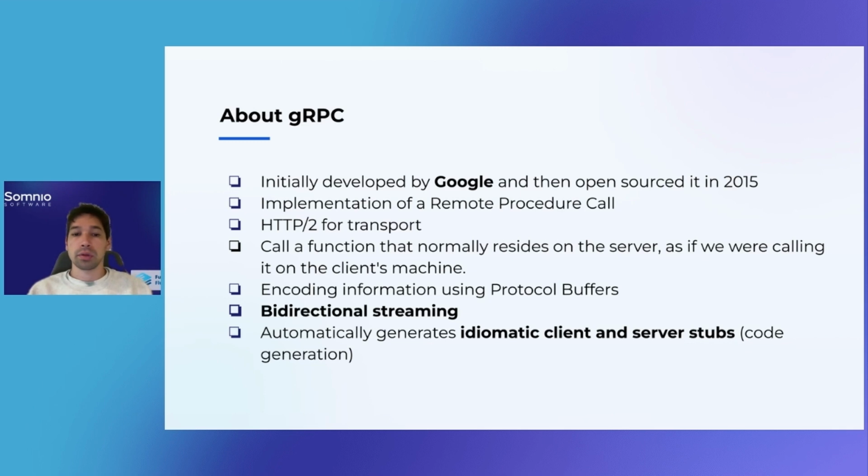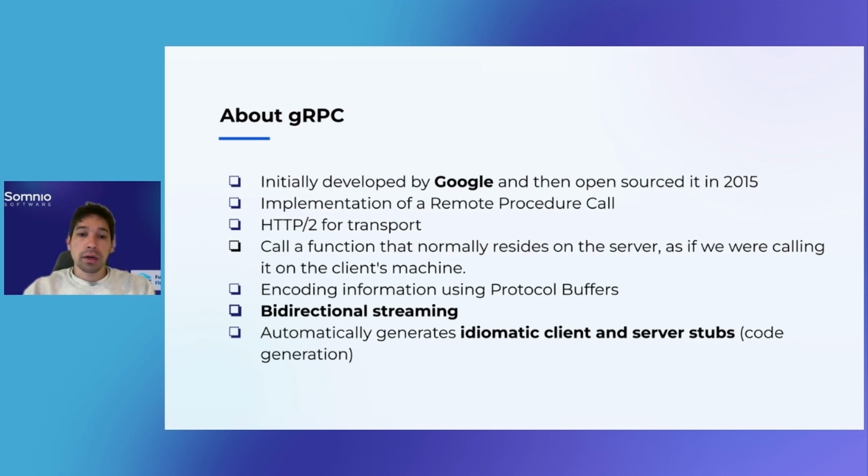RPC is another protocol, like HTTP, but it has different properties that we can use. gRPC in particular is built on top of HTTP/2 for the transport layer. That means that we have access to real-time connectivity, and that is the main difference with HTTP.